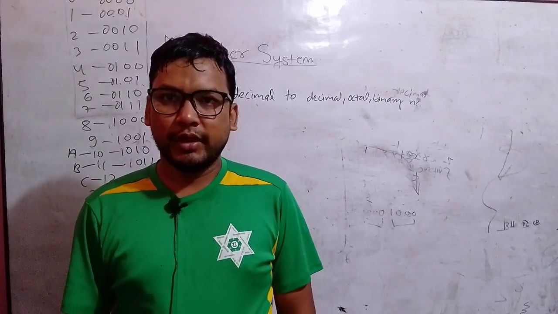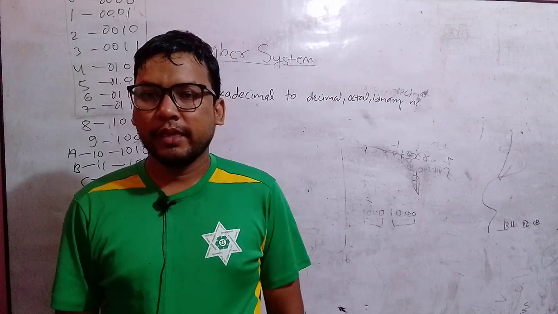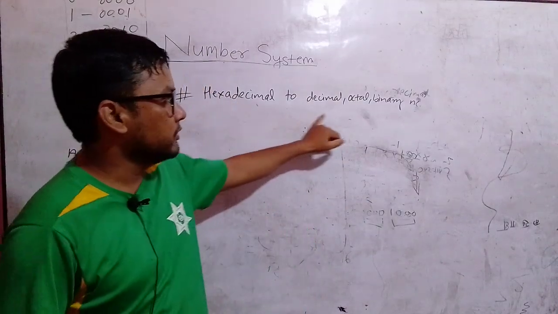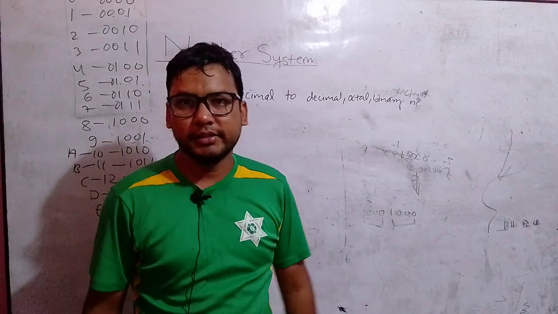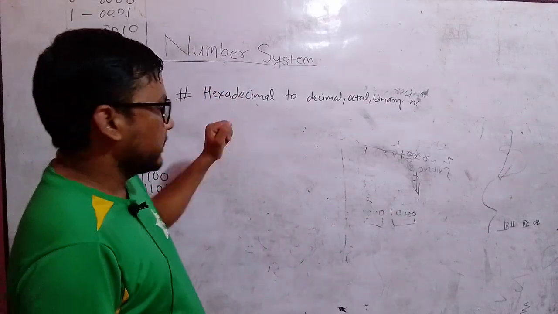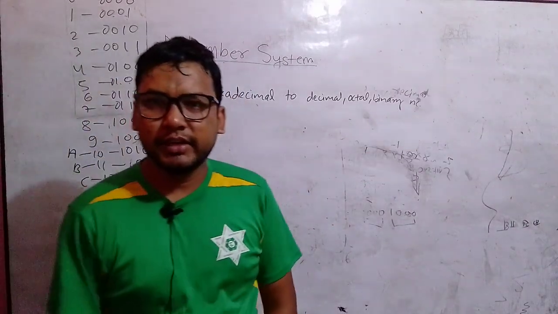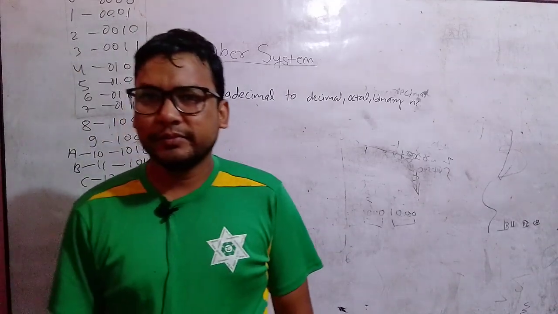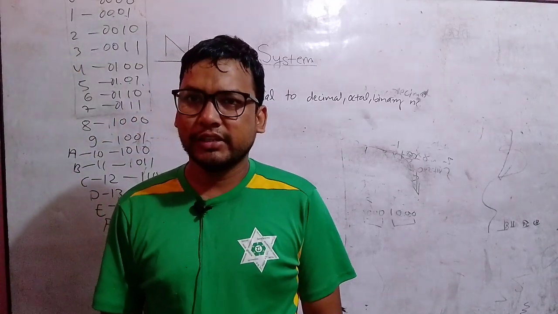Today I am going to make a video on how to convert the hexadecimal number system to the decimal, octal and binary number systems. Now, let's first understand what the hexadecimal number system is. A number which is expressed in hexadecimal form is called a hexadecimal number.